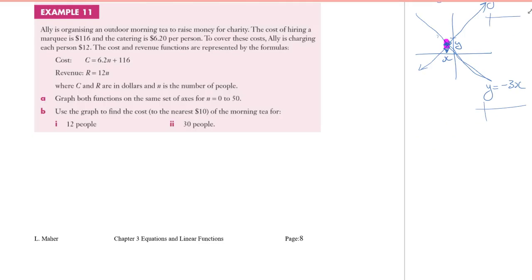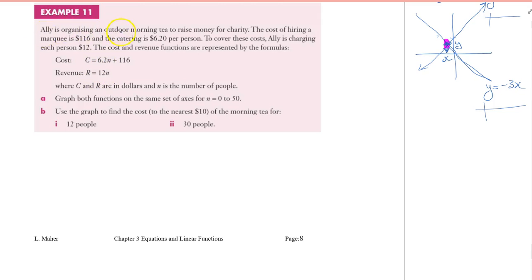Let's have a look at this example. It's a good example because on first glance at these equations, it looks like we've got 1, 2, 3 different variables. I'll show you why that's actually not the case.